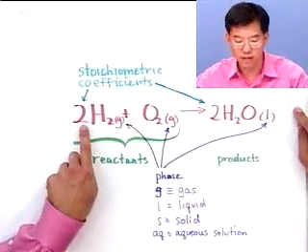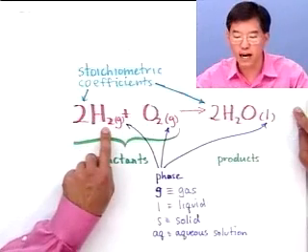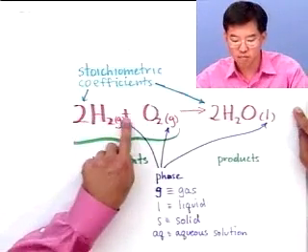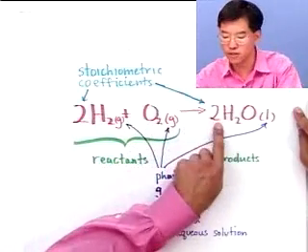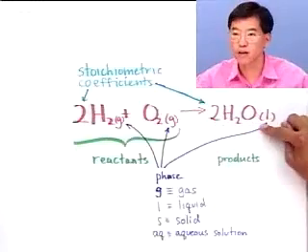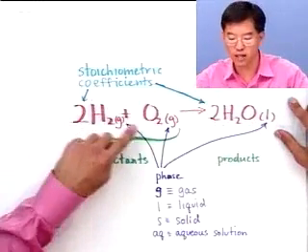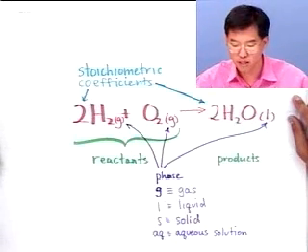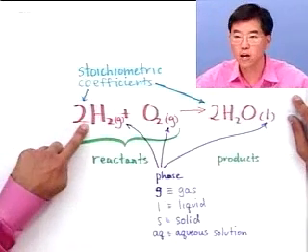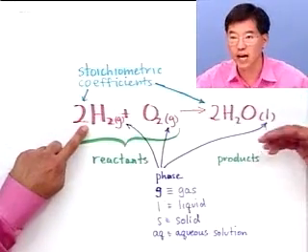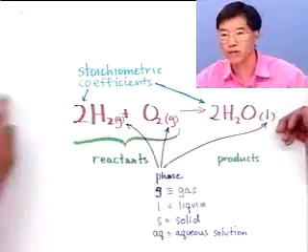First of all, we have 2 hydrogen molecules, so a 2 in front of the hydrogen molecules, plus an oxygen molecule going to 2 times water. And these are on the molecular level, so 2 hydrogen molecules, an oxygen molecule, and 2 water molecules, just like we saw in the previous slide. These numbers here are called stoichiometric coefficients. They tell you how many of each type of molecule you need in order to make the reaction work.